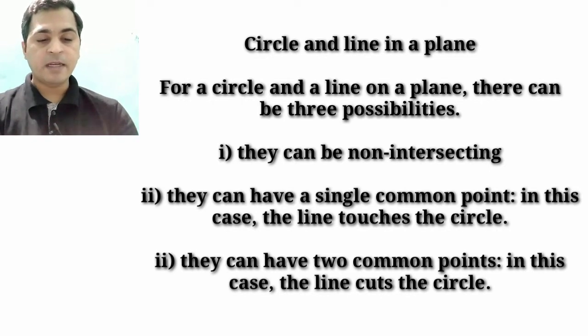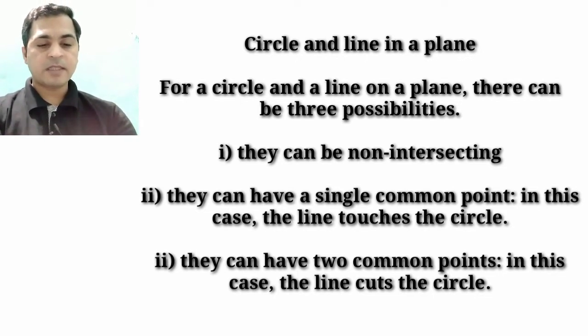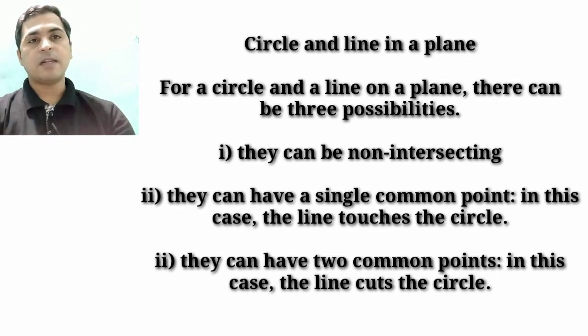In this case, the line touches the circle, right? In the third, they can have two common points. In this case, the line cuts the circle at two points, right students? So is it clear? They can be non-intersecting, meaning the line and circle will not intersect each other. Second, they can have a single common point; in this case, the line touches the circle and passes through one point of the circle. And in the third case, they can have two common points, which means the line passes through two points of the circle.